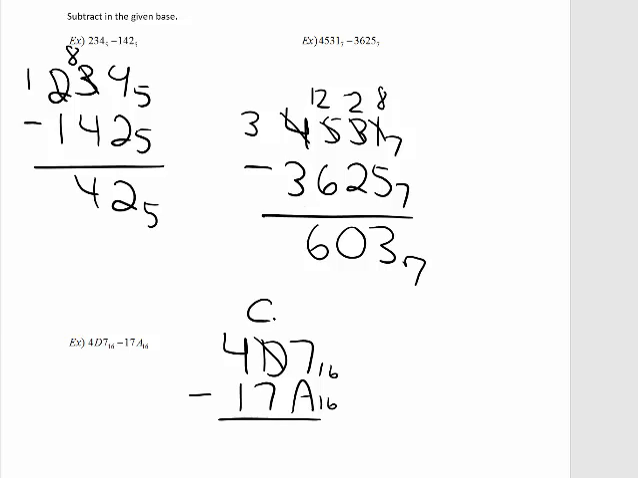Now, I'm in base 16. I'm going to add 16 to the 7, which is 23. 23 minus, remember, A is 10, is 13. Well, 13 is D. So I'll write the D. All right, so C is 12 minus 7, that is 5. 4 minus 1 is 3. And don't forget the base 16. So my answer here is 3, 5, D, base 16.